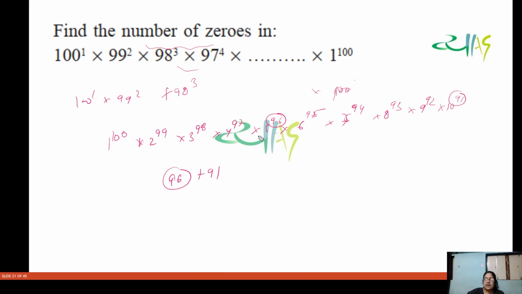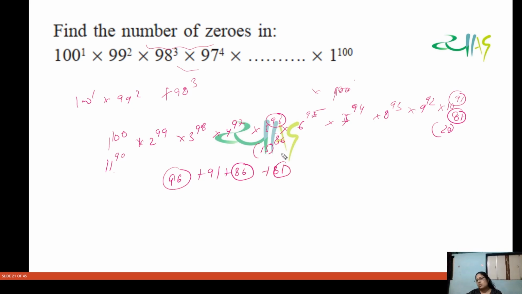Okay, then again 11 to the power 90 will be there, so 15 to the power what will it be? Obviously 86. So add 86 here. Okay, add 86 here. Then 20 to the power what will it be? Obviously 81. So add 81 here.